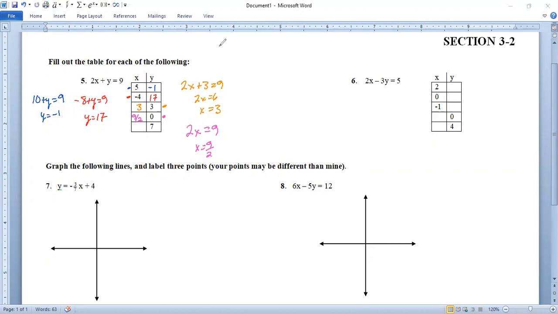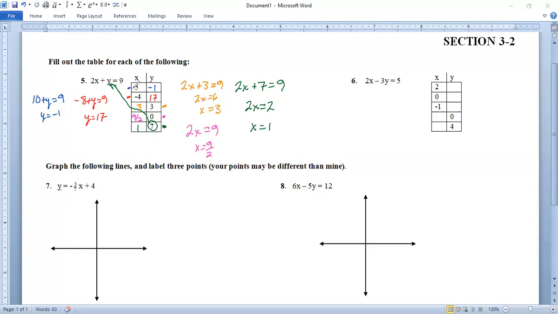And then finally, what else? 7 goes in for y. So we'll use a green for that one. So we stick in 7 right here for y, and we get 2x plus 7 equals 9. Subtract 7, we get 2x equals 2. And then divide by 2, we get x equals 1. All right, that's a completed table.